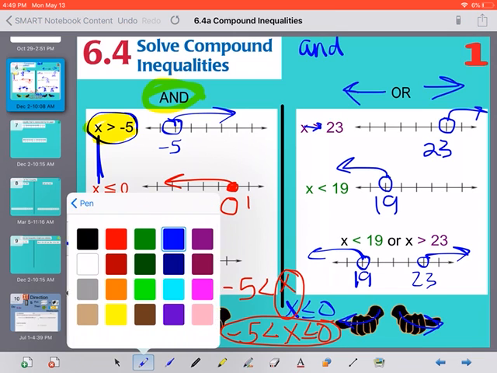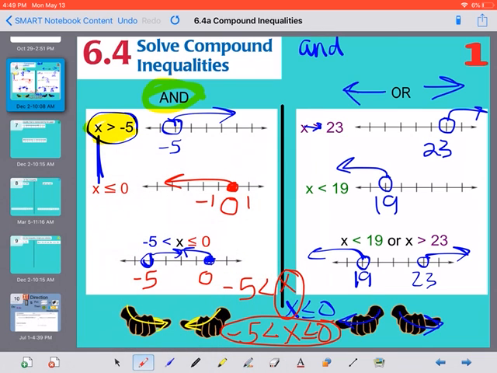So if I were to read this as a sentence, I would say that x is less than 19 or x is greater than 23. Our answers are here or here, but not in the middle.